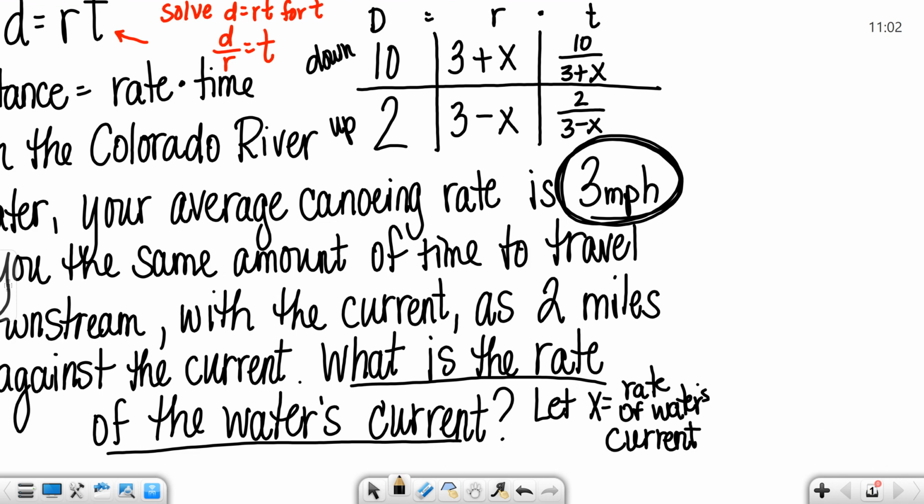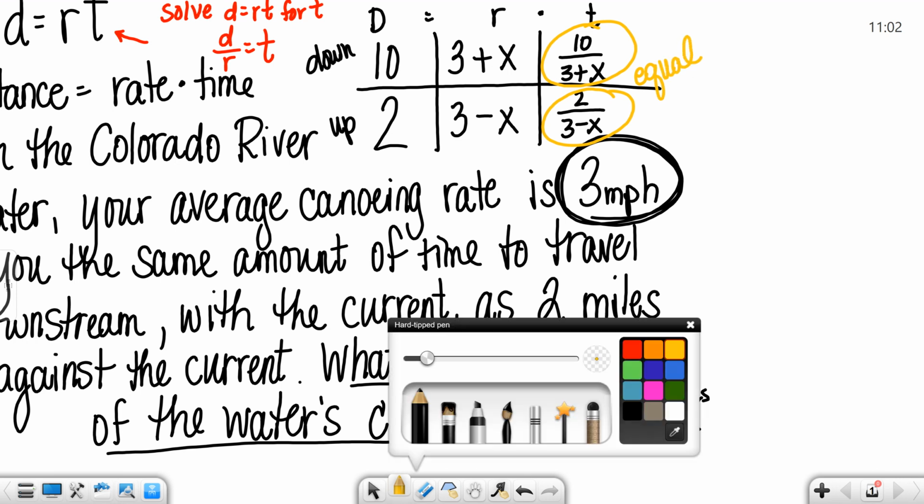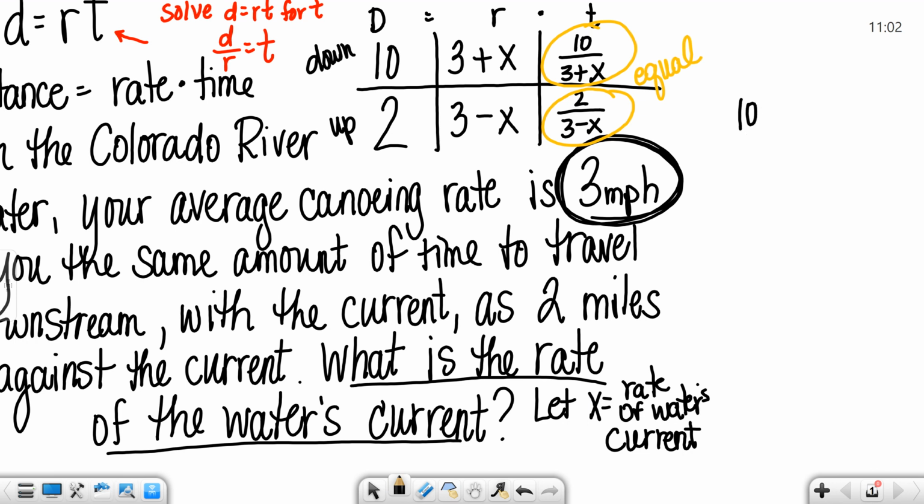Now, in my little word problem here, it says that it took me the same amount of time to go downstream as it did upstream. So what that means is that my 2 times are actually equal. Because it said it took me the same amount of time. So guess what we're going to do? 10 over 3 plus x is equal to 2 over 3 minus x. I now have a rational equation.